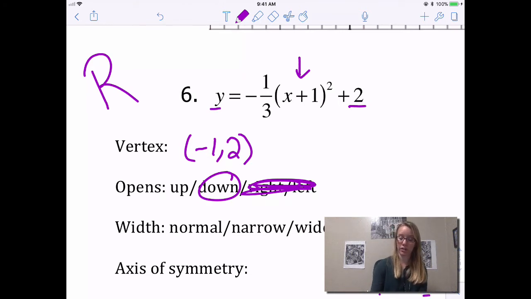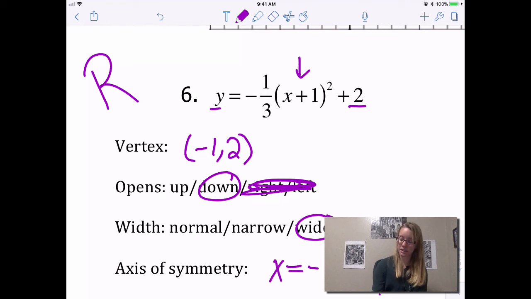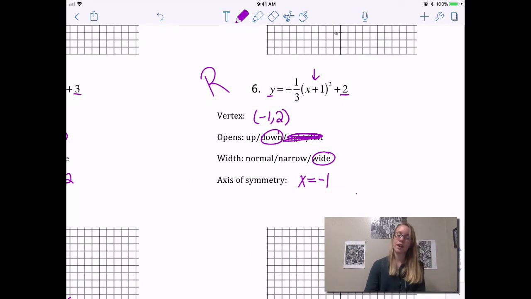Our width, we've got 1/3. 1/3 means wide. Think about taking Play-Doh. A third of its height is going to squish it and make it wider. And then our axis of symmetry is x = -1. For axis of symmetry, when it's a y parabola, your axis will be an x. When it's an x parabola, your axis will be a y. So you can kind of flip back and forth that way.